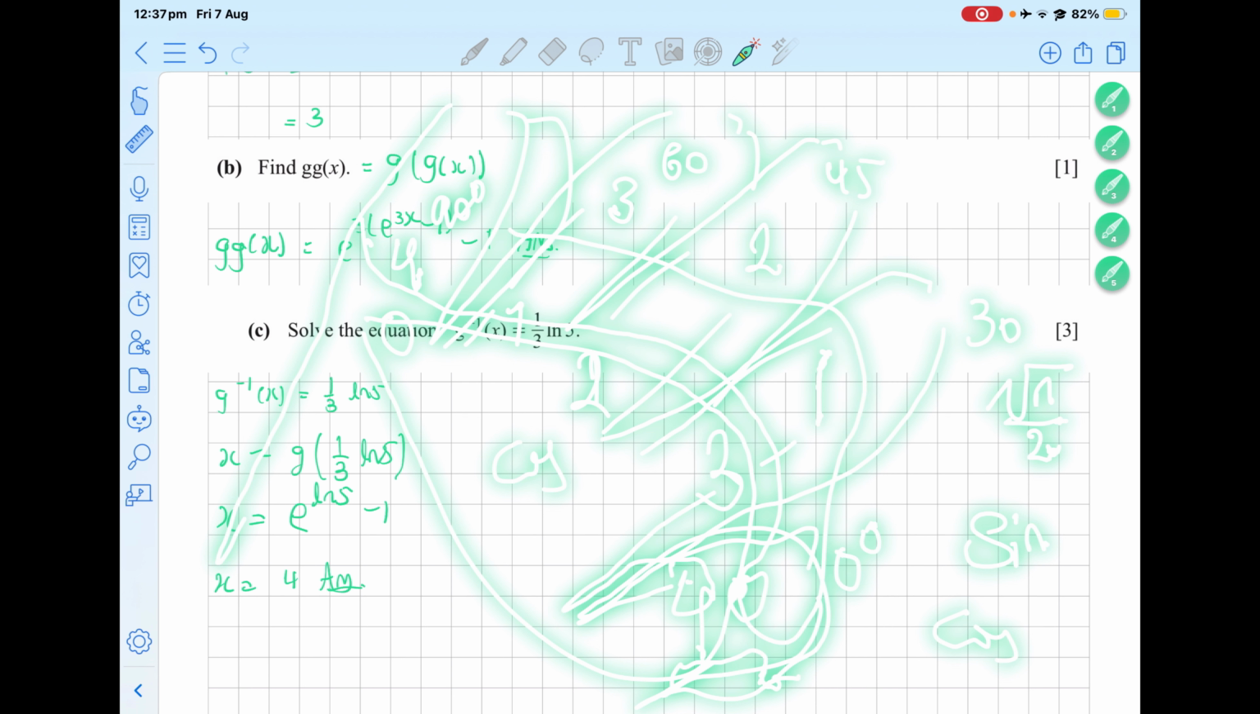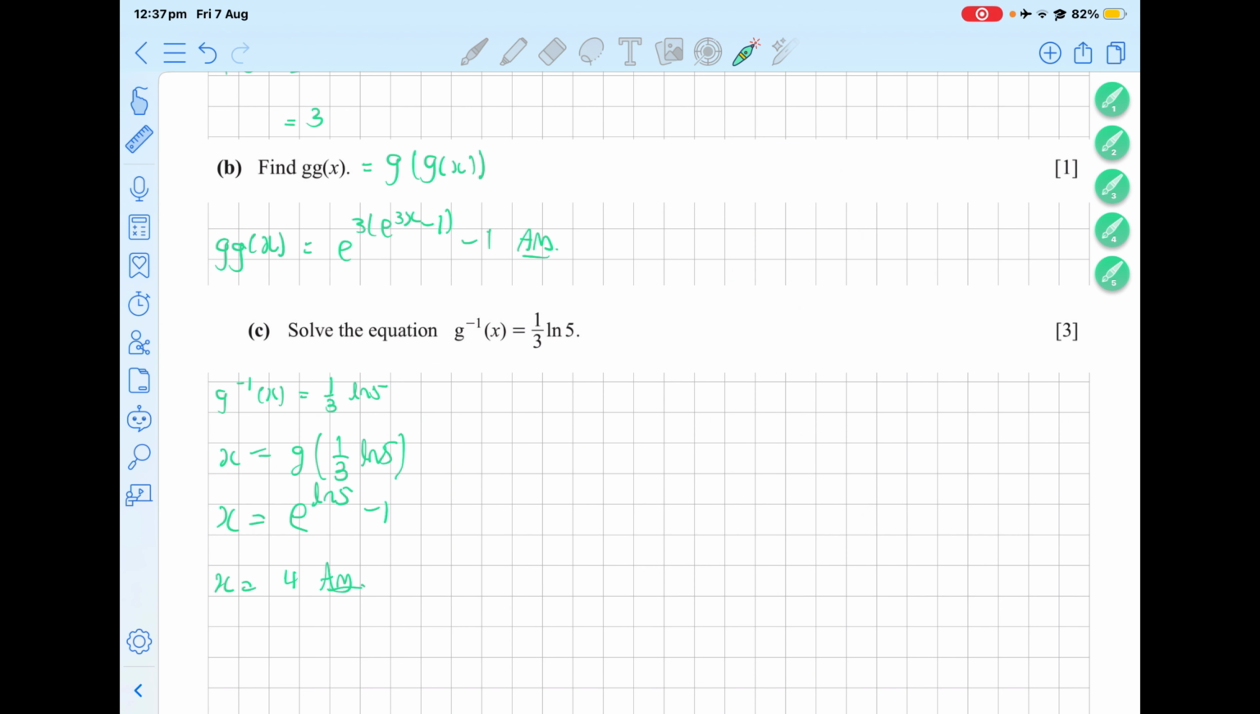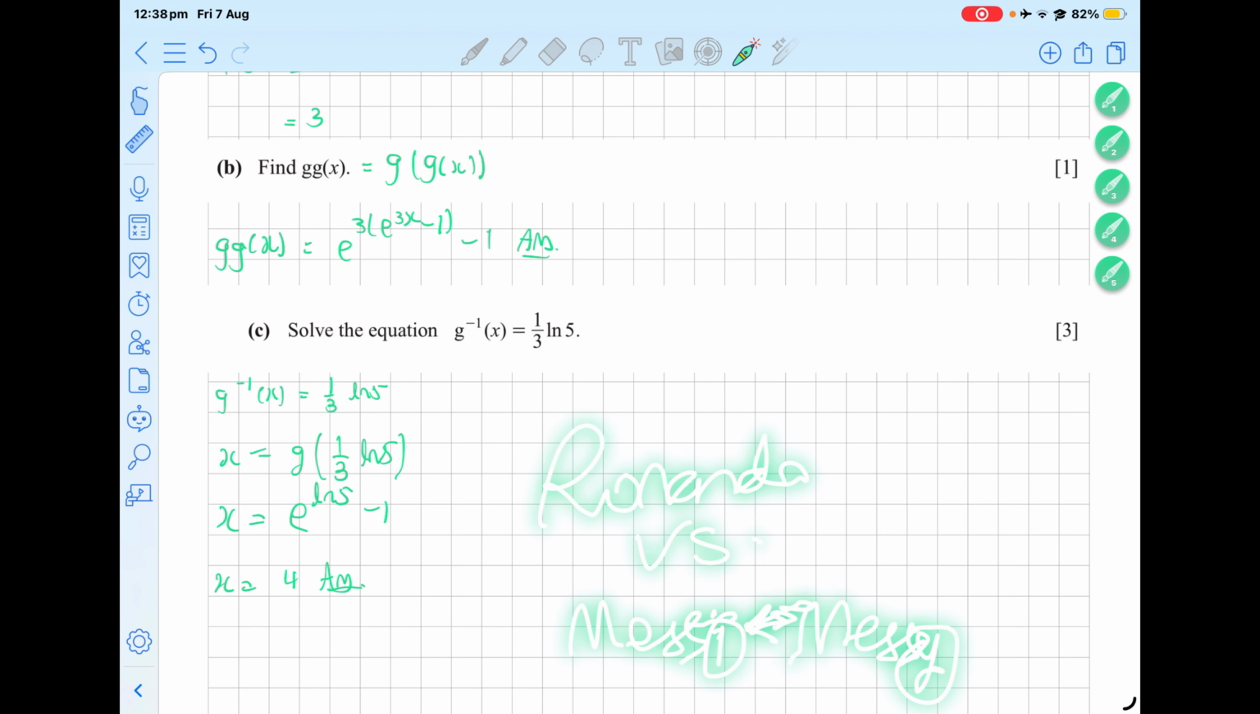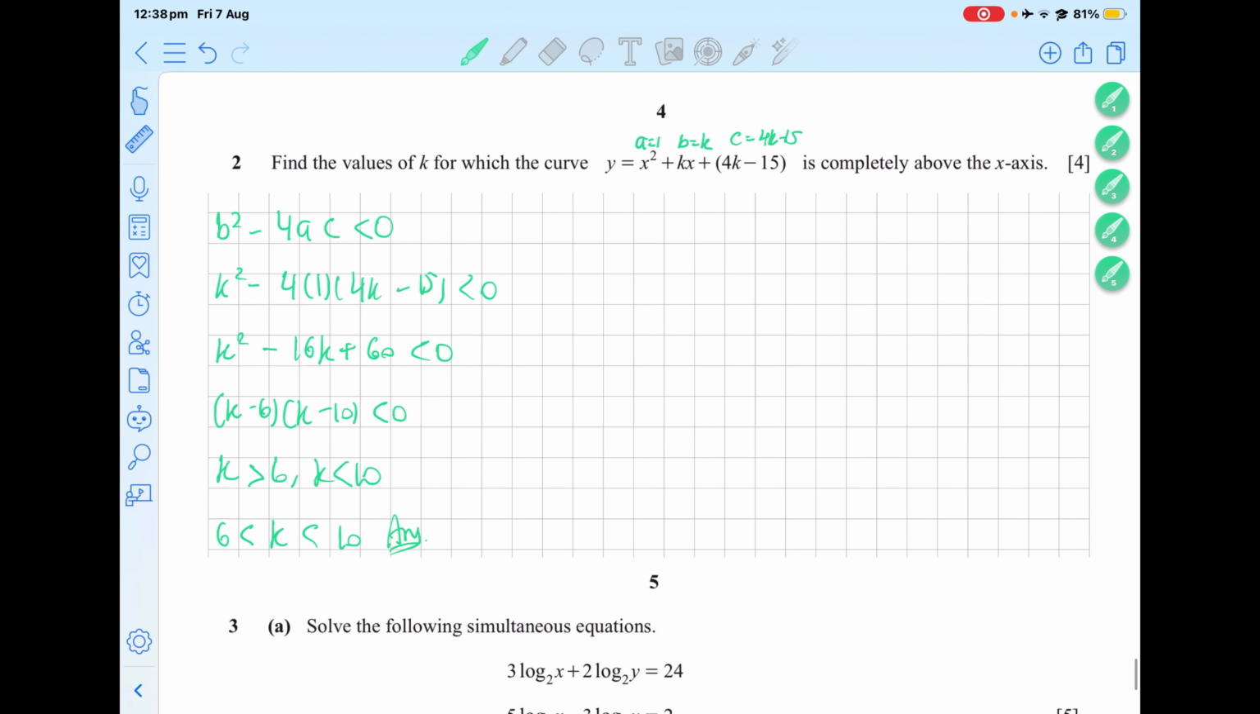I know my diagrams are getting very messy. By the way, who do you support? Tell me in the comments. Ronaldo versus Messi. I just noticed right now, Messi, the I and the Y. Aren't they both the same thing? Whatever, let's just move on.